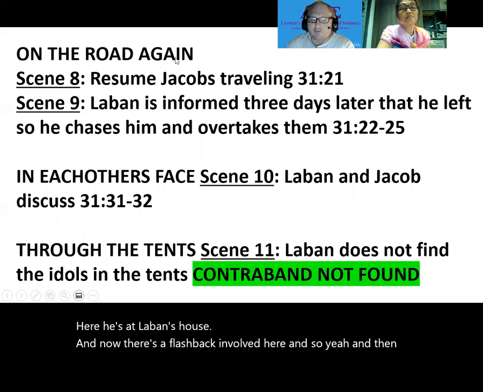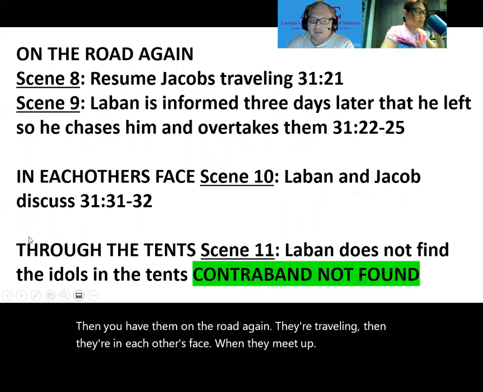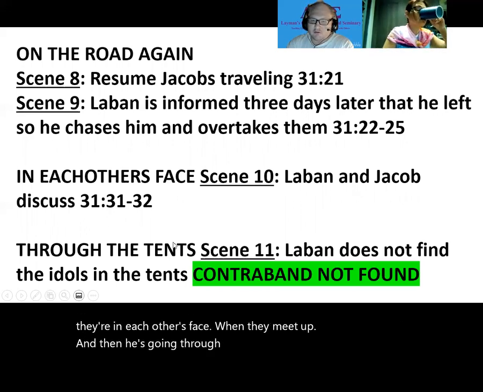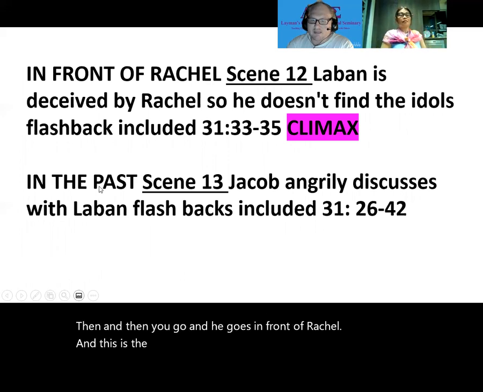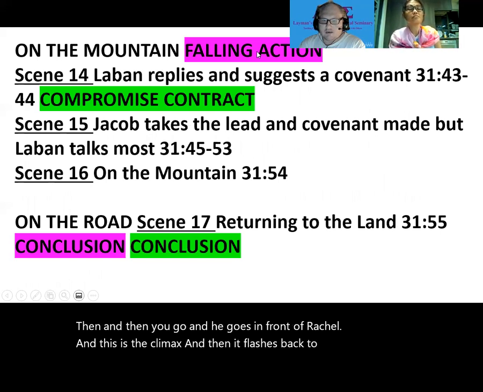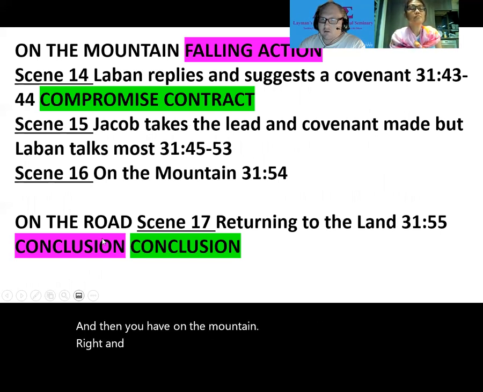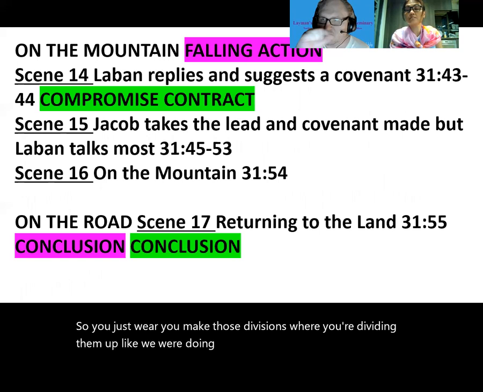Then you have them on the road again. They're traveling. Then they're in each other's face when they meet up, and then he's going through the tents. Then he goes in front of Rachel, and this is the climax. And then it flashes back to the past. And then you have them on the mountain, and then on the road again. So where you make those divisions, you would make a summary, scene 1, and then write out your summary.